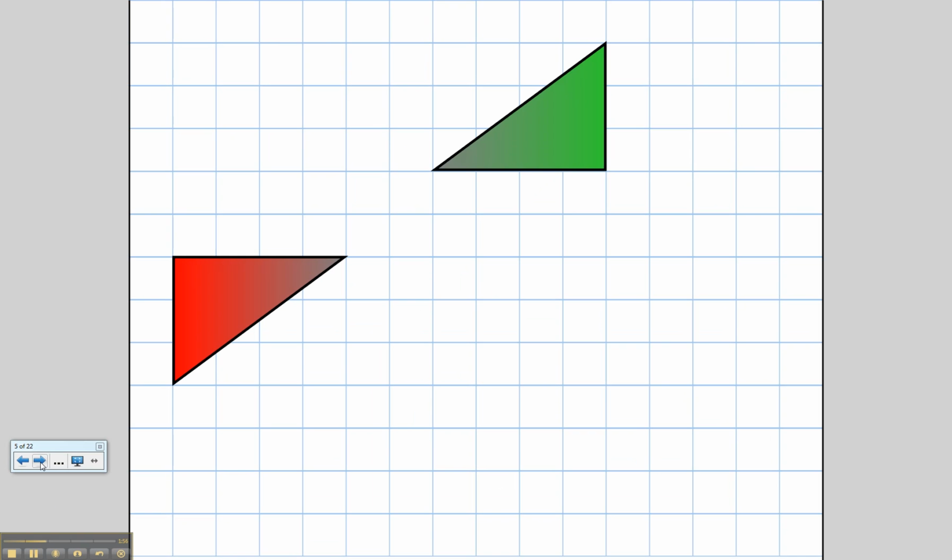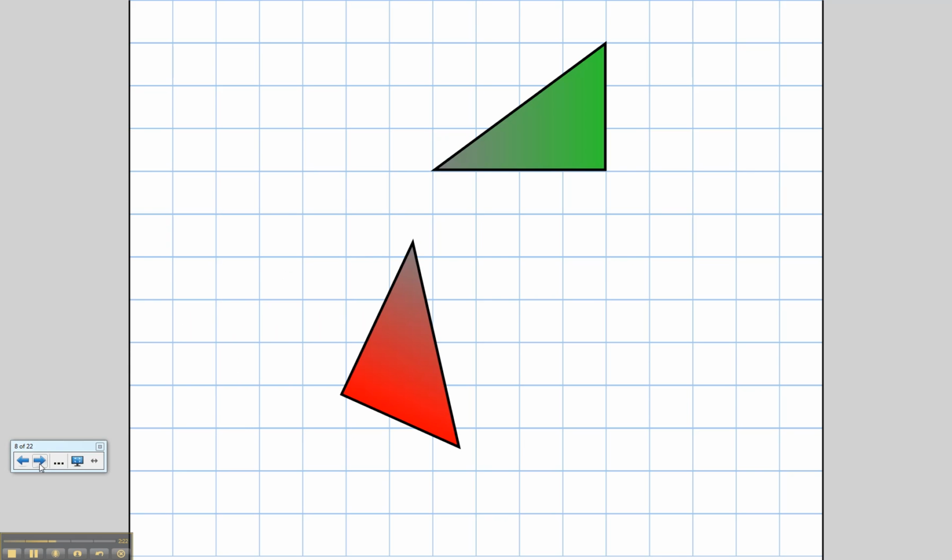Question 2 statement says, the red triangle can be moved to cover the green triangle using one transformation. You'll see here that we can actually move this one, and what we want to do is place this triangle on top of this one, but just transforming it in one way. Now if you think about that for a second, you can rotate your red triangle and it will cover up that green triangle, and that is considered one transformation.